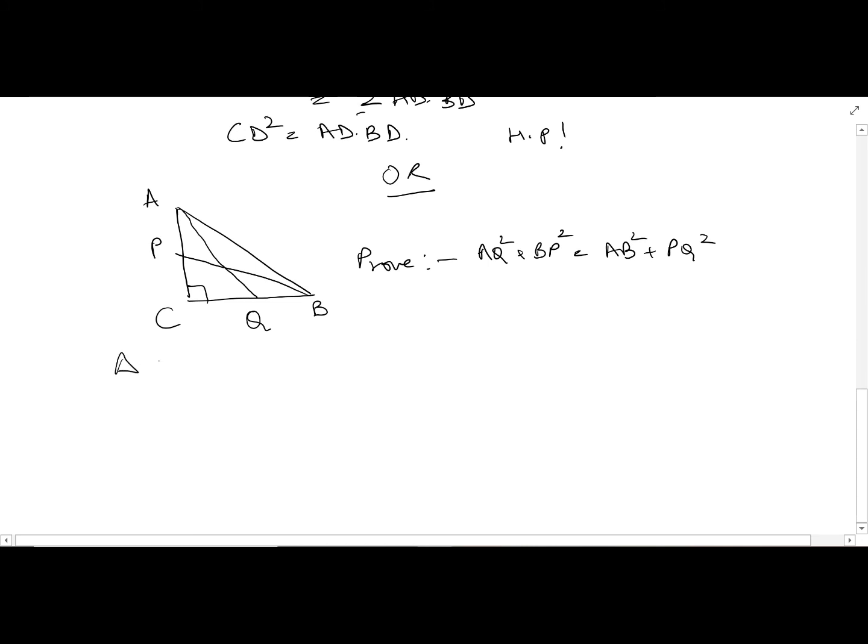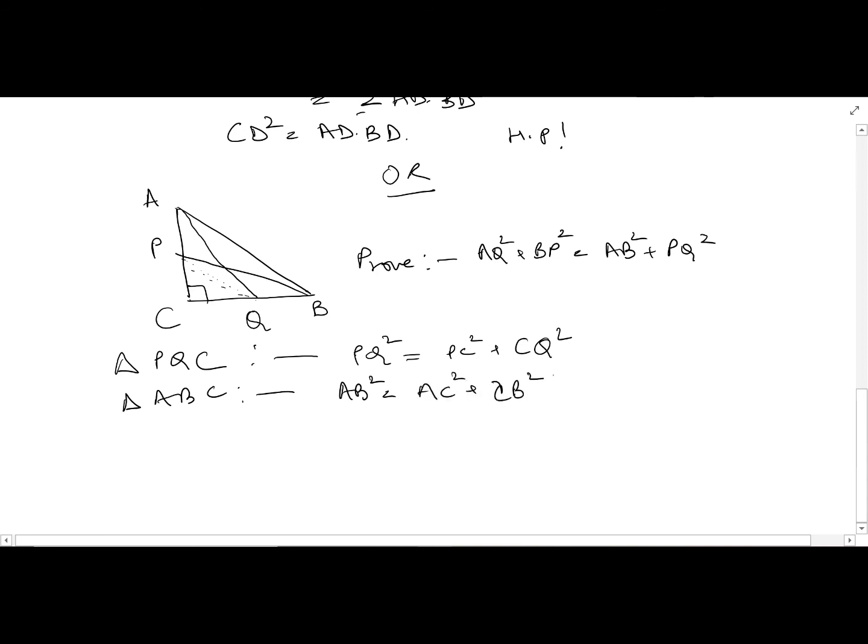Let's consider triangle PQC. Here we join the dotted line. So it's right angled at PCQ. Angle PCQ is 90 degrees. Hypotenuse will be PQ. So PQ square is equal to PC square plus CQ square. Now consider triangle ABC. So hypotenuse here is AB. So AB square is equal to AC square plus CB square.